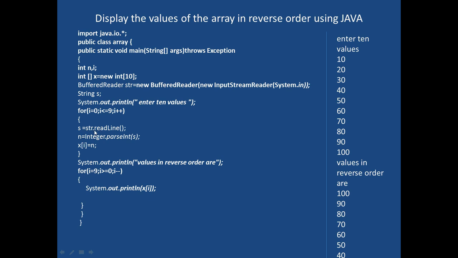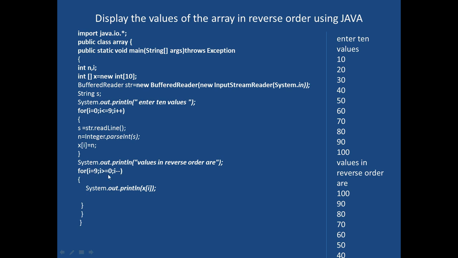Each value is entered as a string, then it is converted into an integer, and then the integer is assigned to x of I, meaning the current value of I. If I is 0, the first value is assigned to x of 0, then x of 1, then x of 2, then x of 3. So this loop will go from 0 to 9, and we will enter the values from x of 0 to x of 9. Similarly, when we display the values, we will start the loop from 9 and go down to 0 in reverse order.